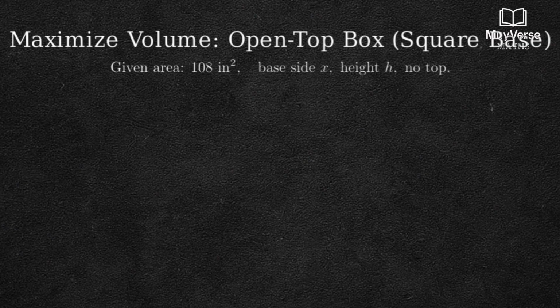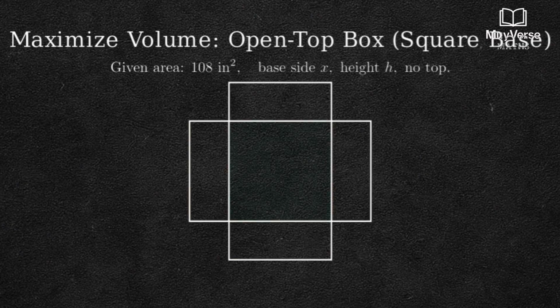Build a quick visual of the net. One square base accounts for x squared. For rectangular sides, each contributes x times h. Let's mark x along the base and h along a side.